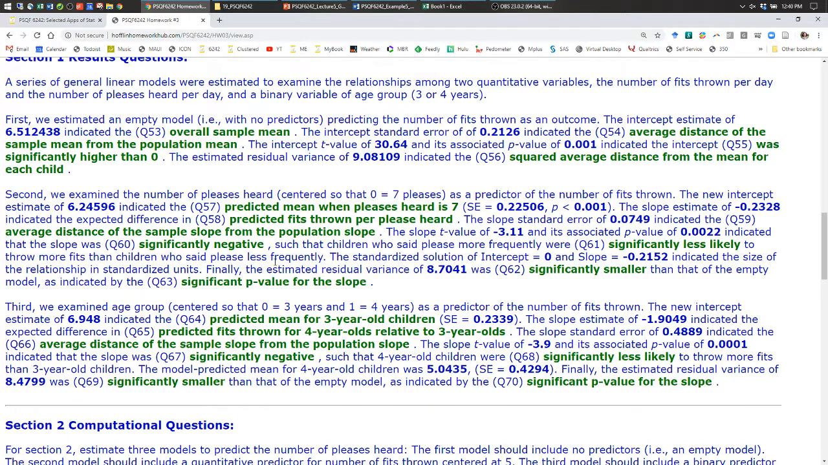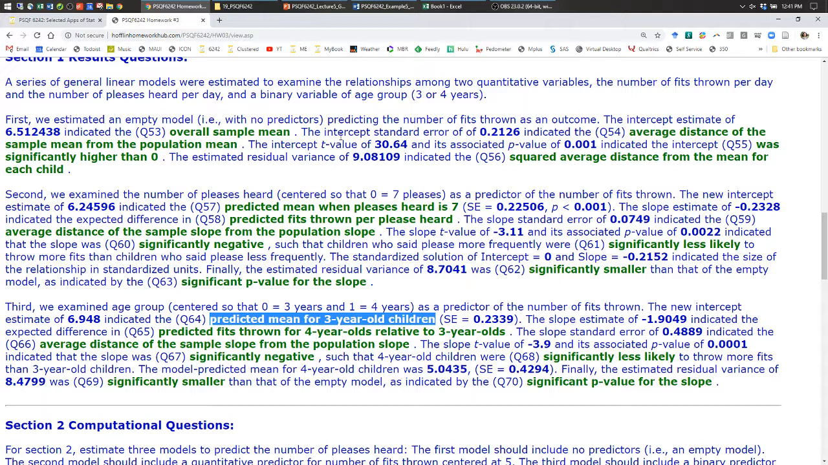But just the things here that were tripping people up: variance versus standard deviation versus standard error. That was a common source of confusion. So I think most people got that when you have an empty model, the intercept is the sample mean. In any of the other models, the intercept is the expected outcome when the predictor is 0. So for instance, if we're predicting fits thrown, then the intercept, when you include pleases heard, is that what that means? If you're including age group as a predictor of fits thrown, then the intercept shifts to this.